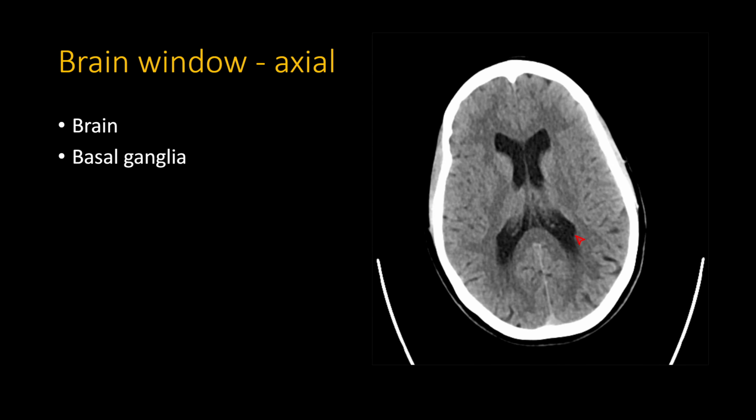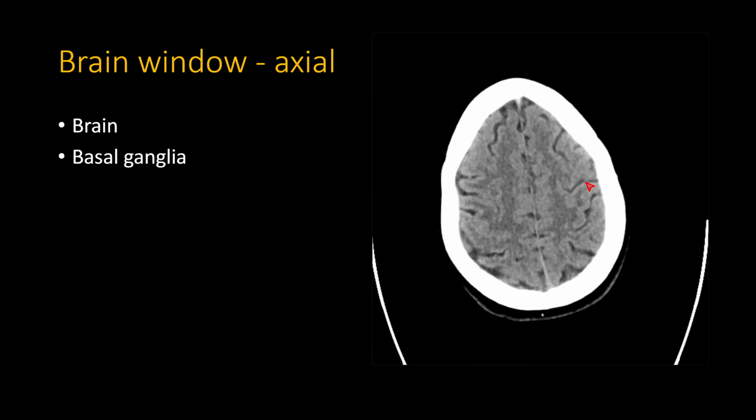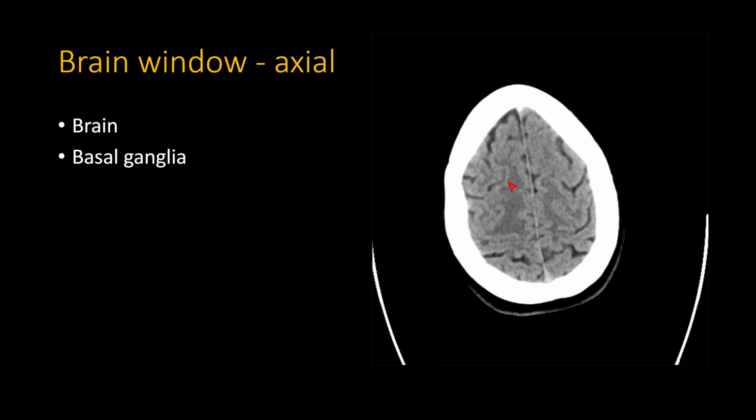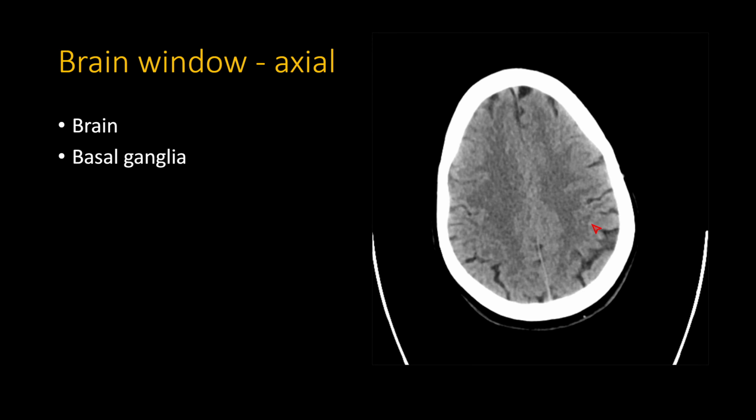Now, things to look for, as we said, masses. So how could you tell there's a mass? You look at these sulci. They need to be symmetric from left to right. If you see the sulci on one side are nice and well defined, but you have no sulci on the other side, that's your clue that there's a mass somewhere.